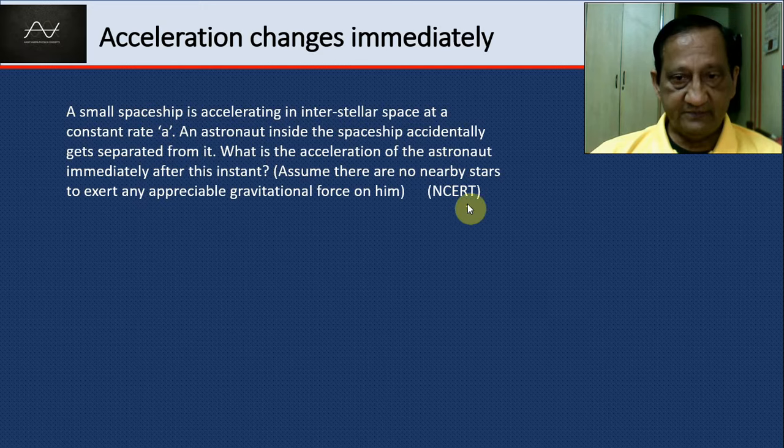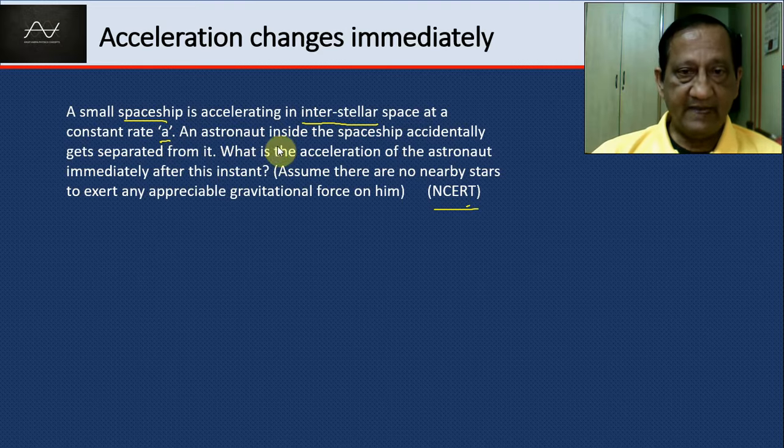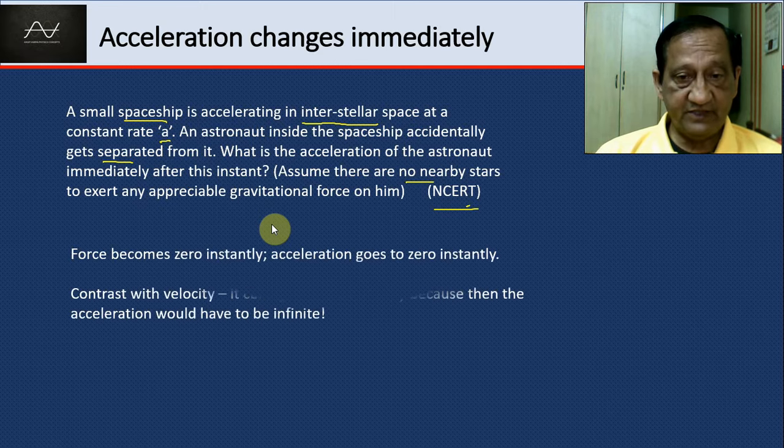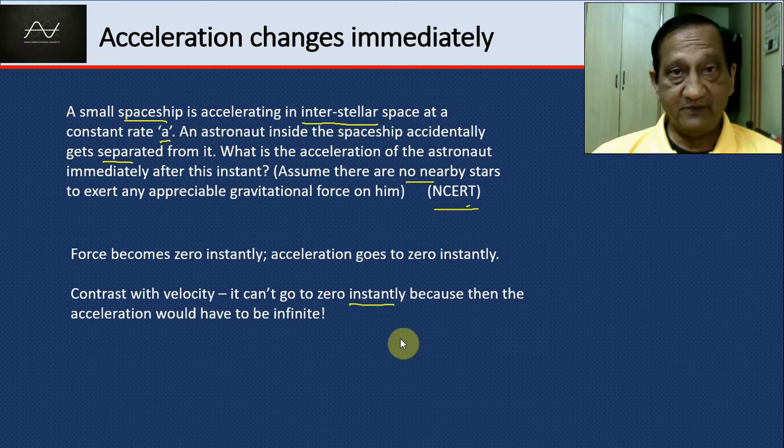Example from NCERT. A small spaceship is accelerating in interstellar space at a constant rate a. An astronaut who was inside accidentally gets separated. What is his acceleration right now? Assume that there are no nearby stars to exert any kind of gravitational force on him. He comes out of the spacecraft. Now there is no force on him. Therefore, no acceleration. The acceleration will change immediately, but the velocity cannot change instantaneously.